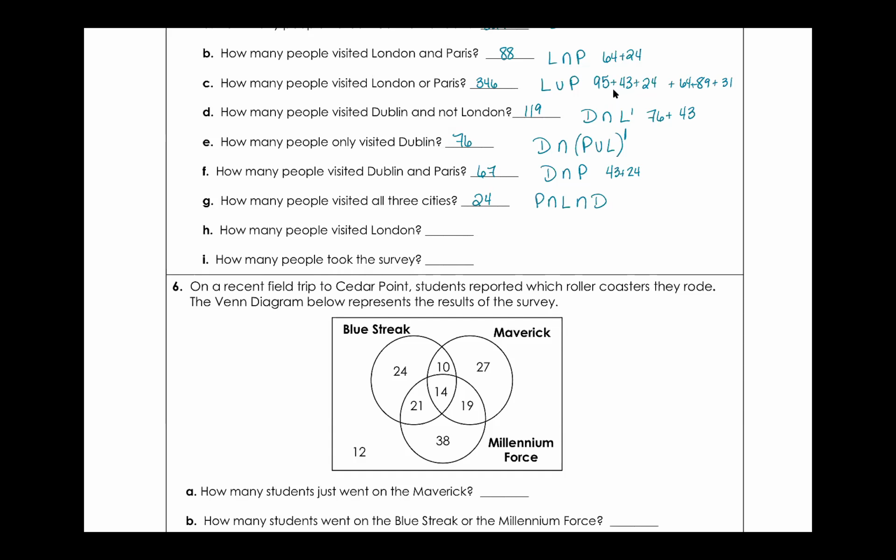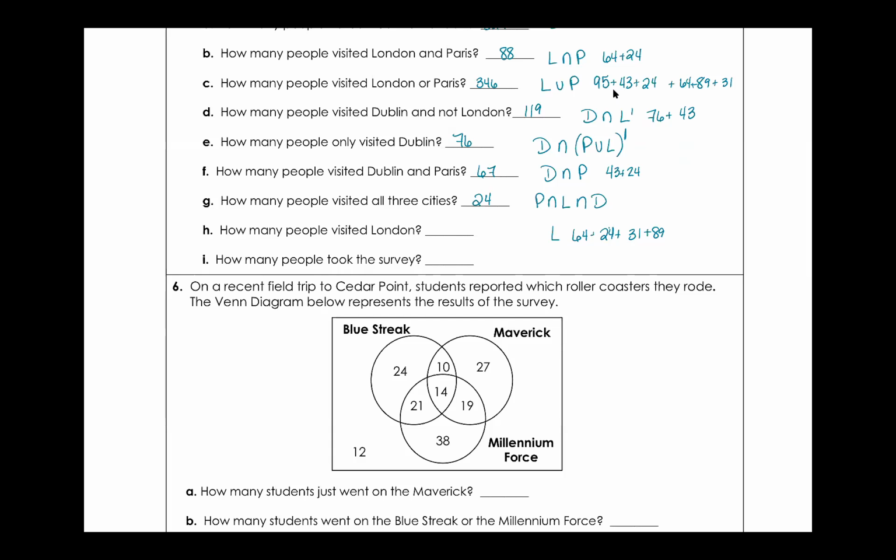How many people visited London? So that would be just an L. So we'd add up 64, 24, 31, and 89. Sorry, trying to remember numbers in my head. 64, 24, 31, and 89.